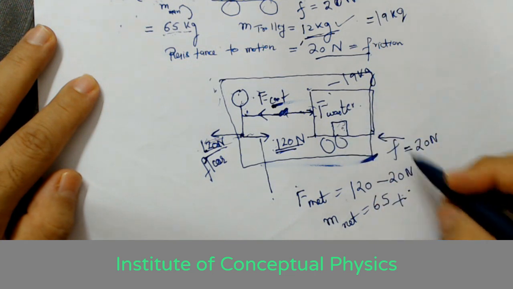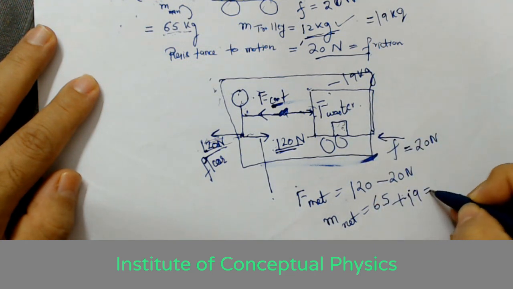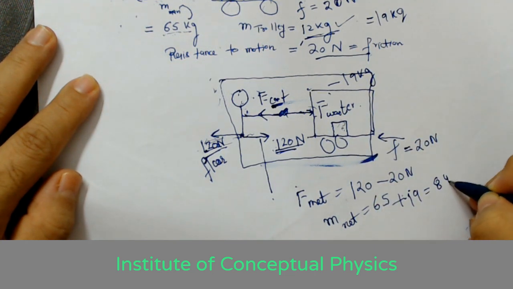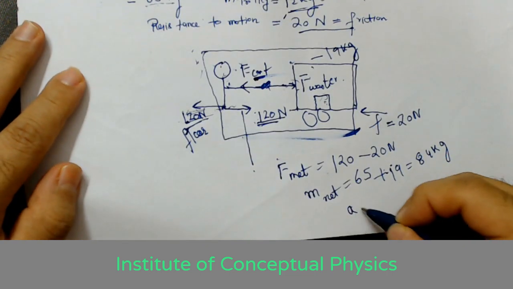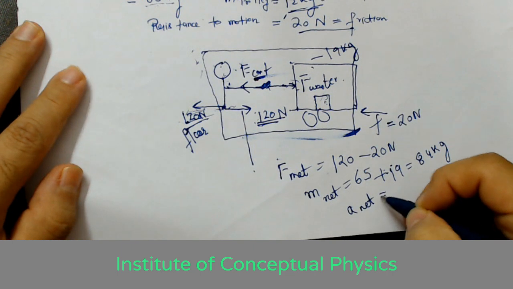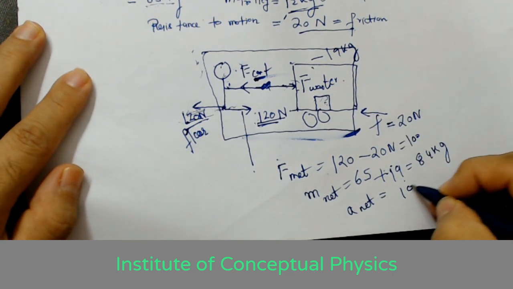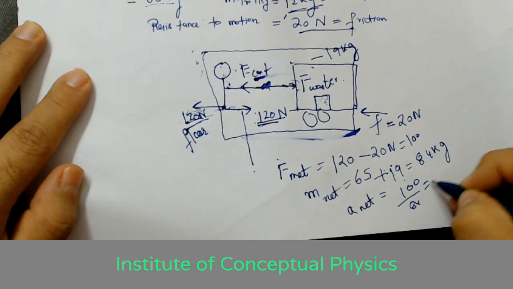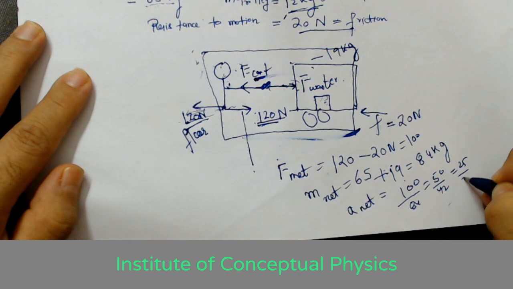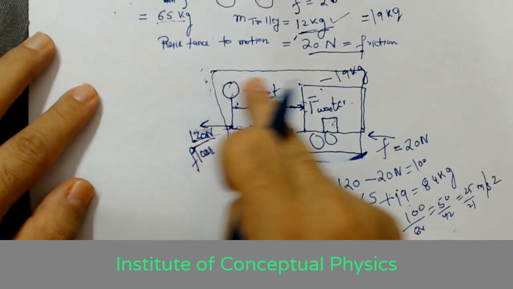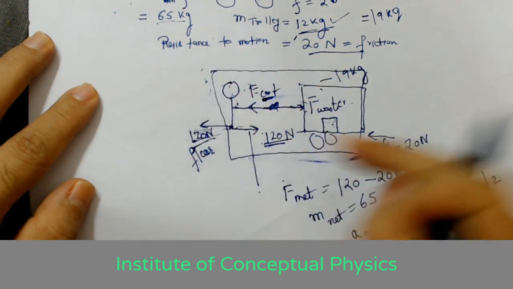And this comes out to be 19 plus 65, which is 84 kgs, which means the acceleration of the system is equal to 100 divided by 84, which is 50 upon 42, equal to 25 by 20 meter per second square. So that's the overall acceleration of the system. All right, this is part one.